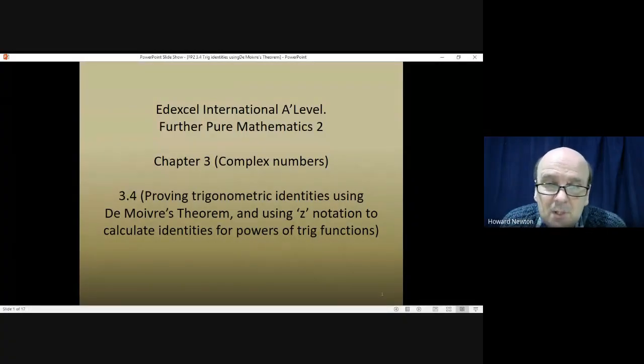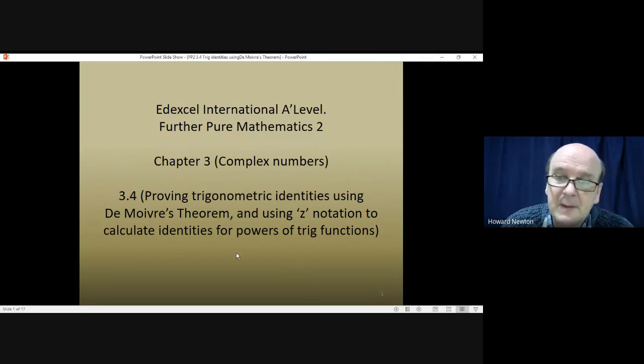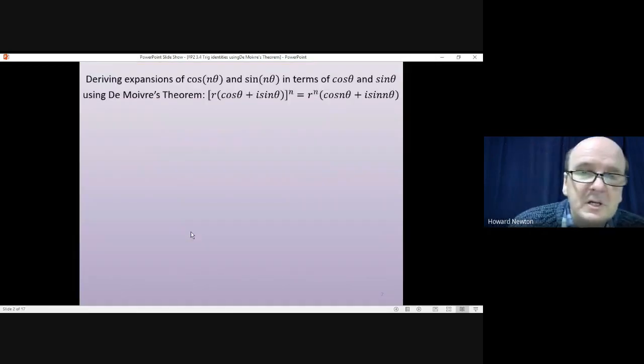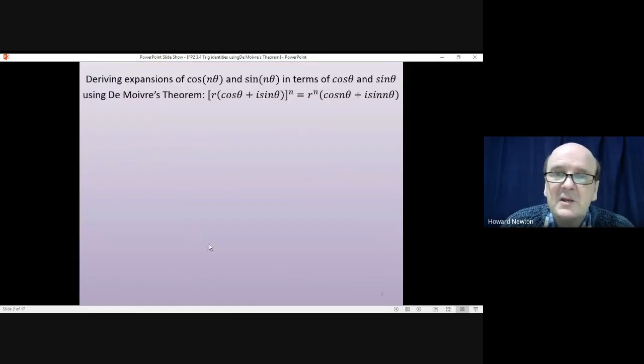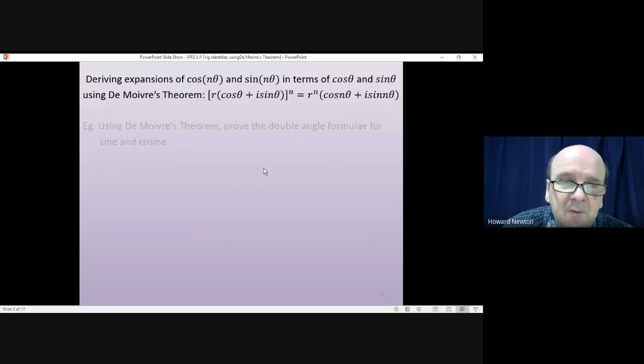And in this lesson, we're looking at how you can prove trigonometric identities using De Moivre's theorem, and how you can use what's called Z notation to calculate identities for powers of trig functions. But first of all, we'll look at the expansions of cosine of some multiple of theta or sine of some multiple of theta, where you're finding those in terms of cos theta or sine theta by using De Moivre's theorem. Now I'll do an example with you and things will become a lot clearer.